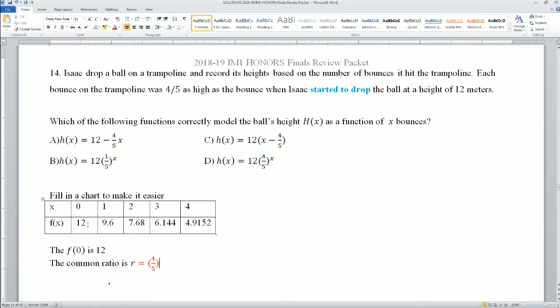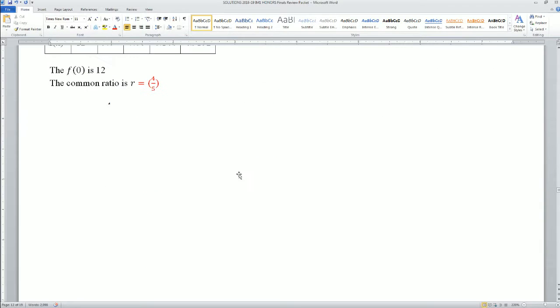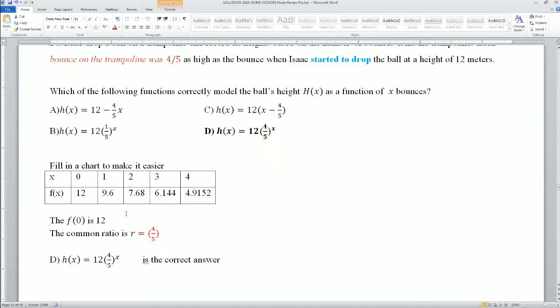So from 12 to the next value, you're multiplying 4/5 times 12, which is 9.6. Then 9.6 times 4/5 gets you 7.68. So your answer here would be D: 12 as the starting value, common ratio 4/5, bounce 4/5 as high each time. That is how you got it. There you go, D would be the correct answer.